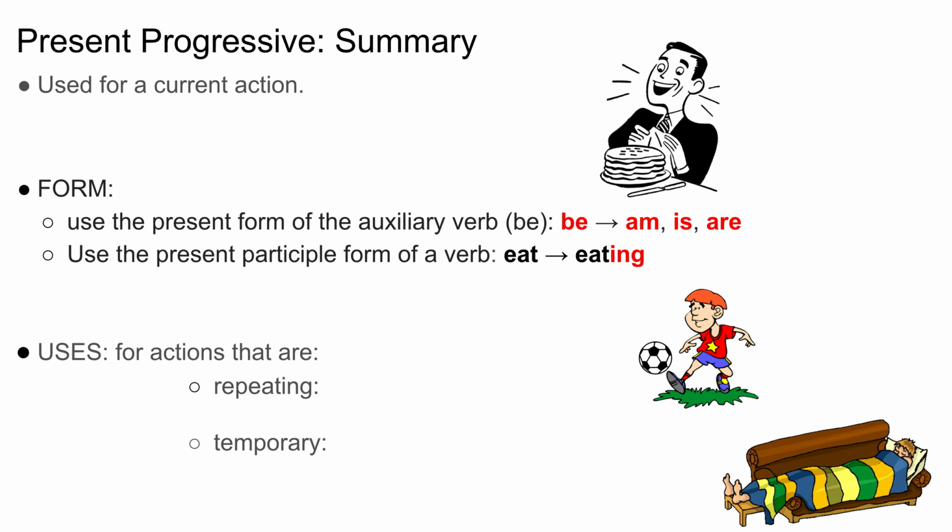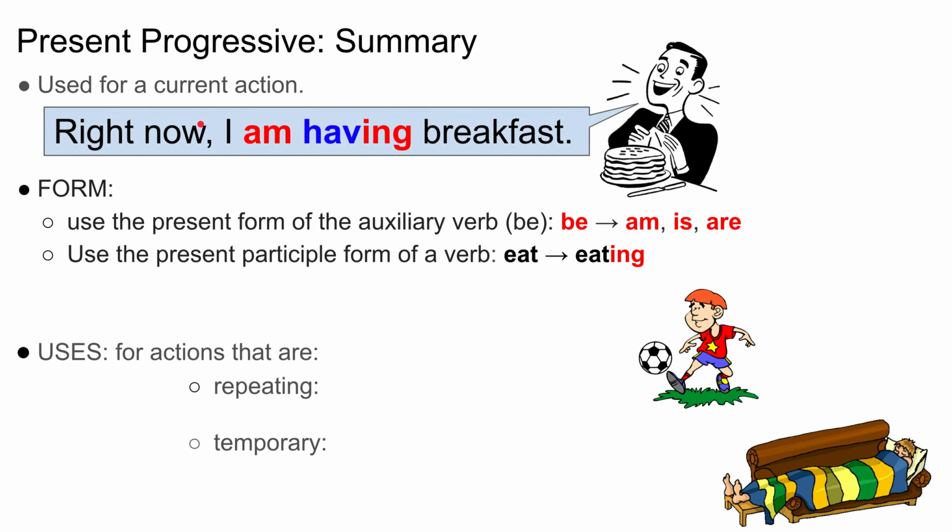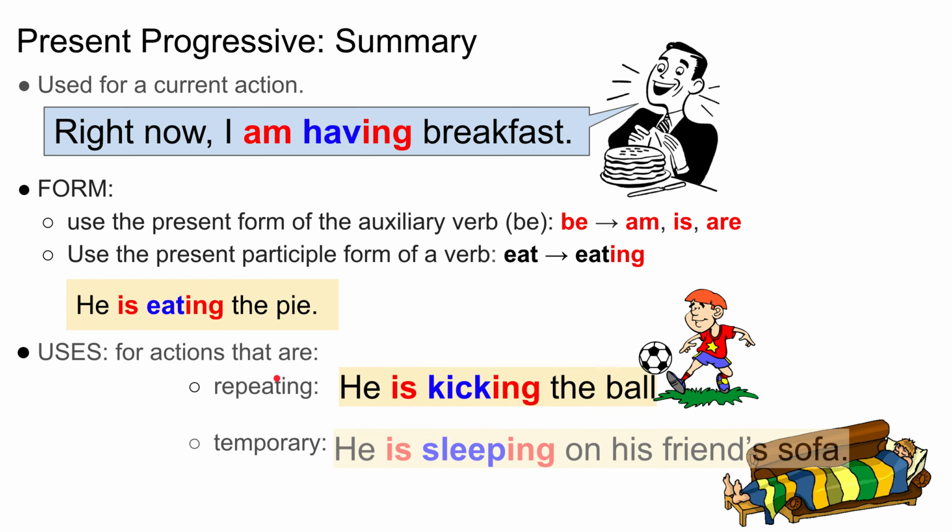All right. Let's do a quick summary. Remember that we use the present progressive for current actions. So right now, I am having breakfast. For the form, we use the present form of the auxiliary verb be, am, is, are. And we use the present participle form, eating. Okay, so for example, he is eating the pie. Is is the present of the be auxiliary, and eating is the present participle. And we use it for actions that are repeating. So, for example, he is kicking the ball, and for temporary actions, he is sleeping on his friend's sofa.